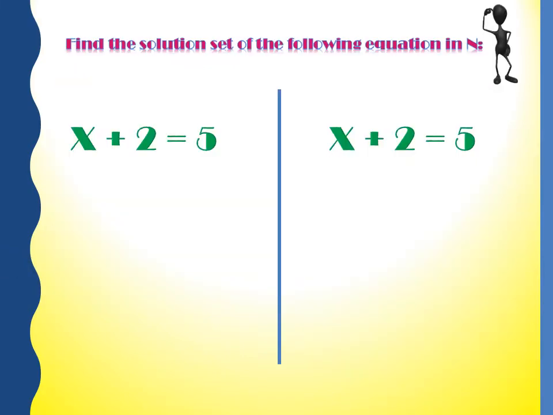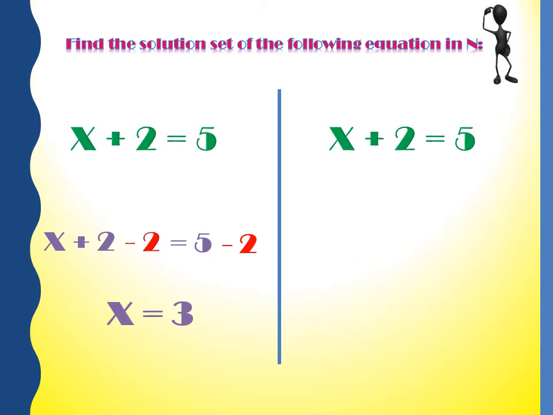Here I need to find the solution set of the following equation in the set of natural numbers. Here x plus 2 equals 5. To solve any equation, our target is to keep the variable alone on one side. Then I need to get rid of this plus 2 to have x alone on one side. I can do it by adding the additive inverse of plus 2, but I should add it to both sides, like this. Here x equals 5 minus 2, which is 3.